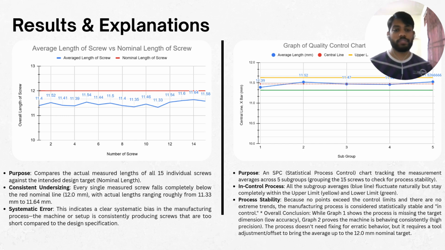shows the average across 5 subgroups, grouping the 15 samples to check for process stability. And all the subgroup averages along the blue line fluctuate naturally but stay completely within the upper limit and also the lower limit, which is actually considered a good process and is safe to proceed. And what we can do to improve the machining aspect is that we can simply increase the overall length produced by a small scale so that it actually reaches the 12 mm line as intended. But overall, none of the screws have exceeded the upper control limit or lower control limit.